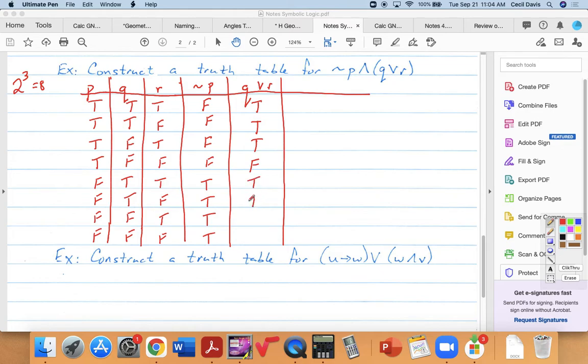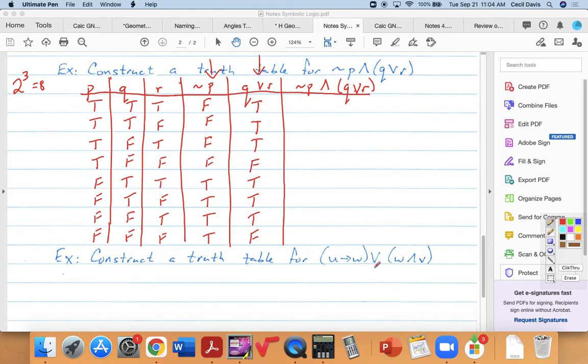That's going to happen sometimes. If you notice it, it'll save you some time. So now I'm ready to put these two columns together. Not P and Q or R. So I'm just looking at these two columns right now.